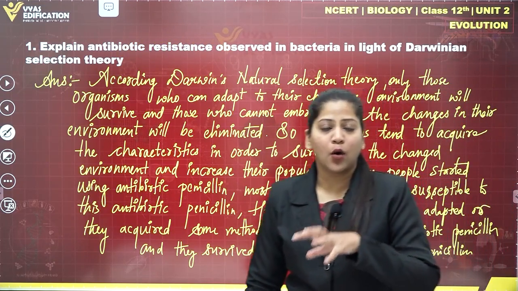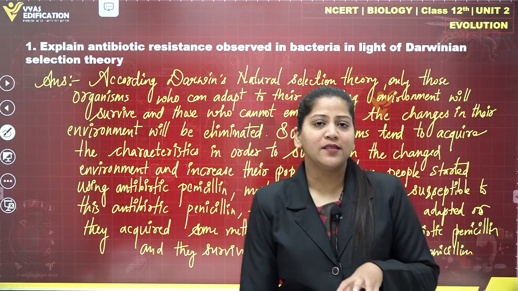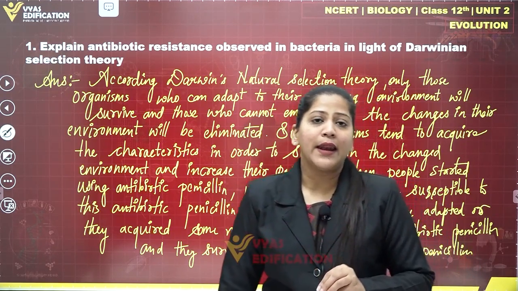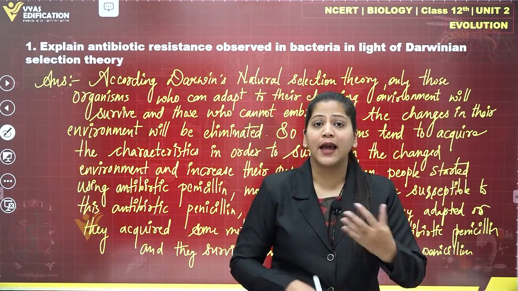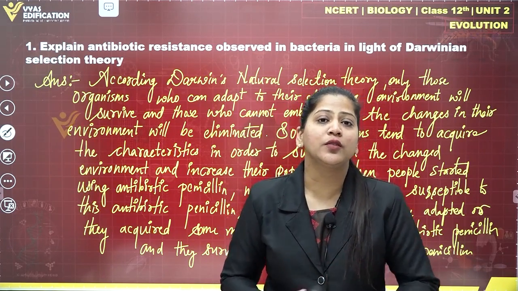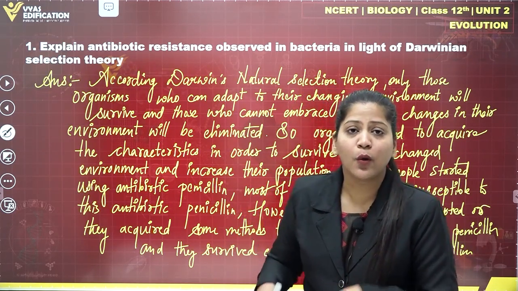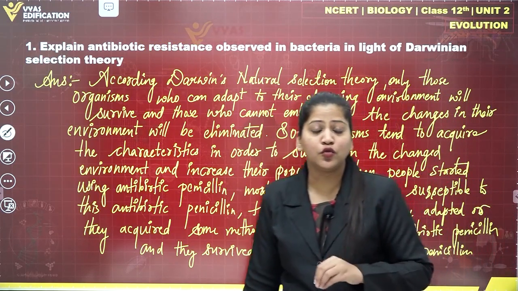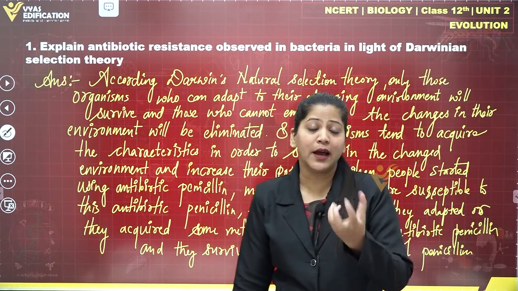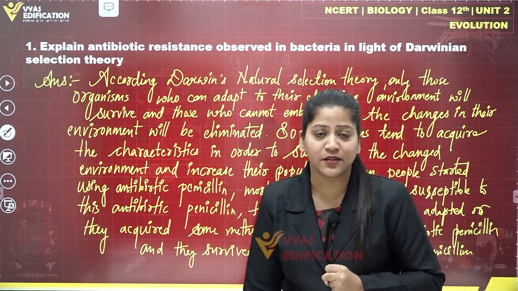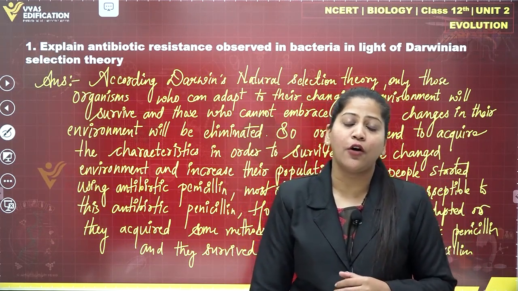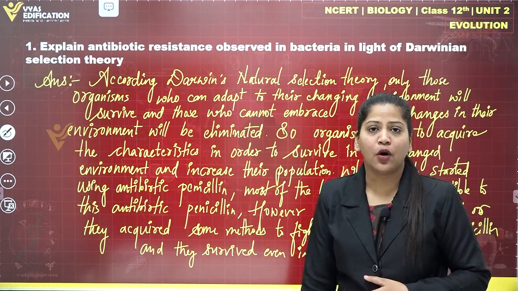We know that according to Darwin's natural selection theory, those organisms who cannot adapt to the changes in their environment will be eliminated. But when some living organisms adapt to changes and acquire some characteristics or methods to cope with their changing environment, they survive and increase their population. This is what is happening here. The bacteria that used to be killed by penicillin adapted some special characteristics or methods to fight it, and they finally survived even in the presence of penicillin. So this is the complete solution of question number one.